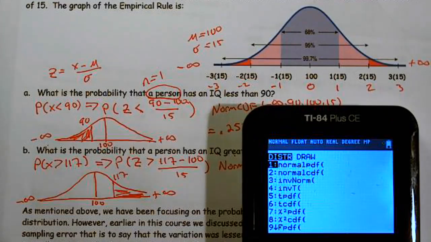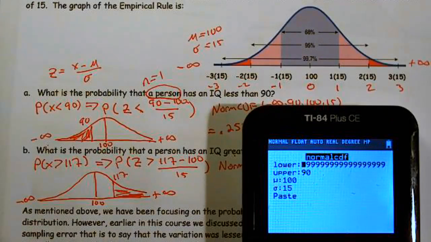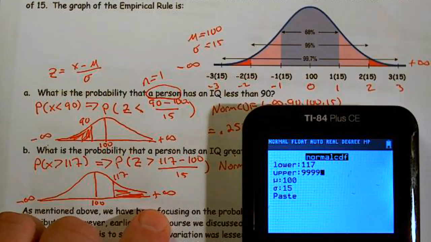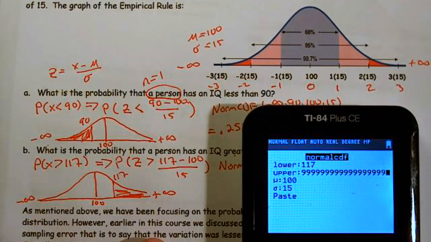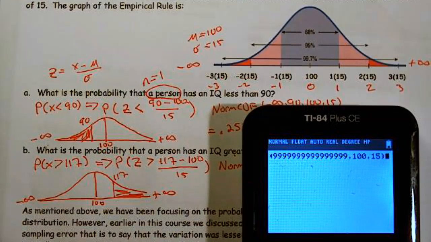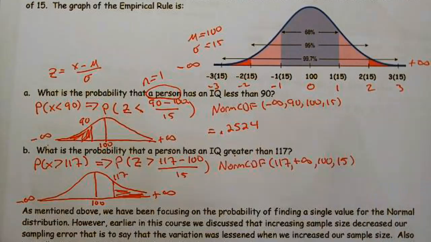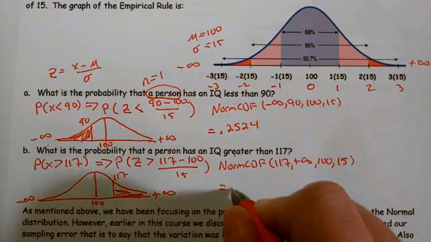So second vars, normal CDF. Now the lower part of my shading is 117. The upper part of my shading is positive infinity, so I'm going to load that up with a bunch of 9s. My mean is still 100, and my standard deviation is still 15. I end up getting 0.1285, and this will be my work shown.